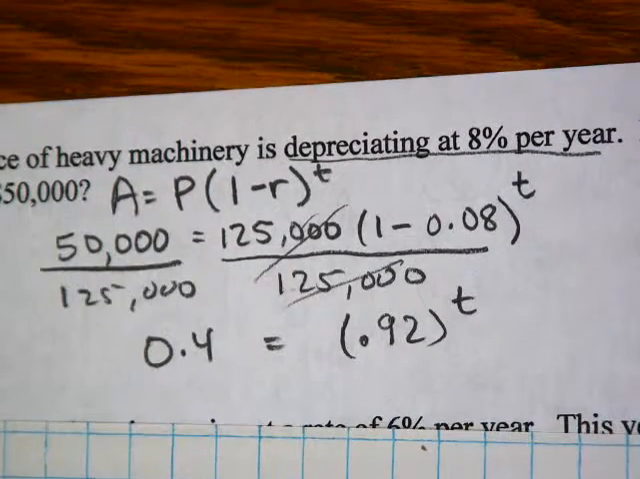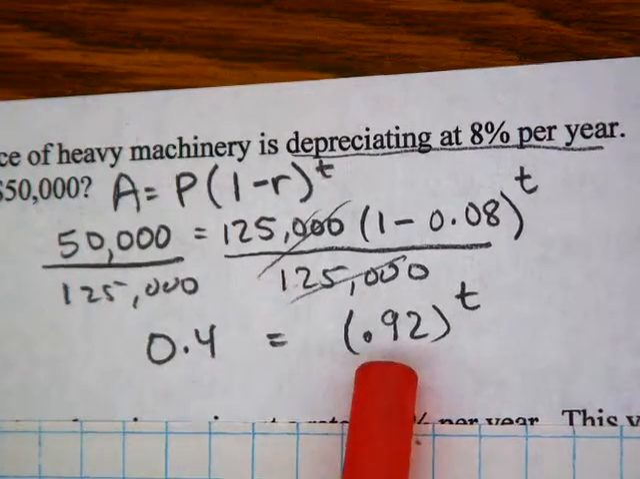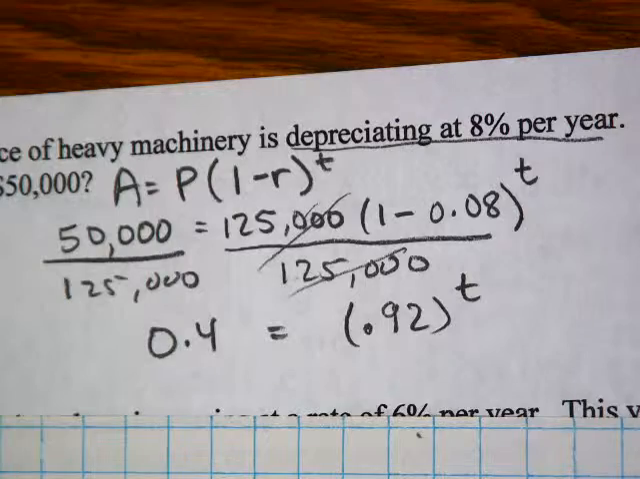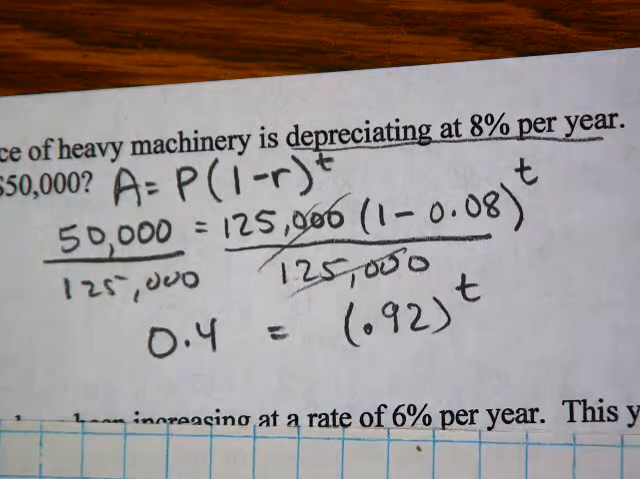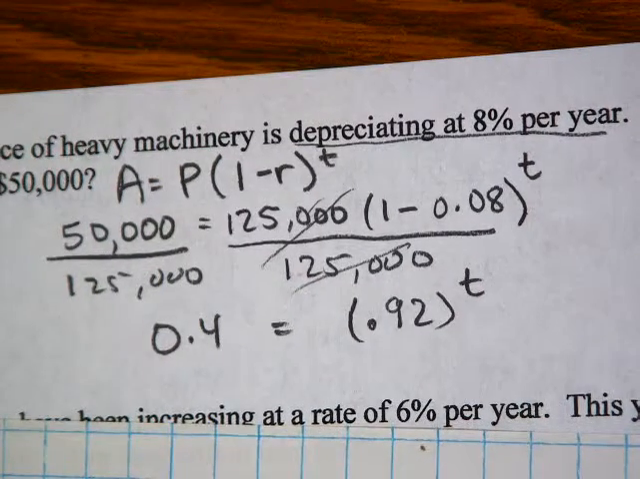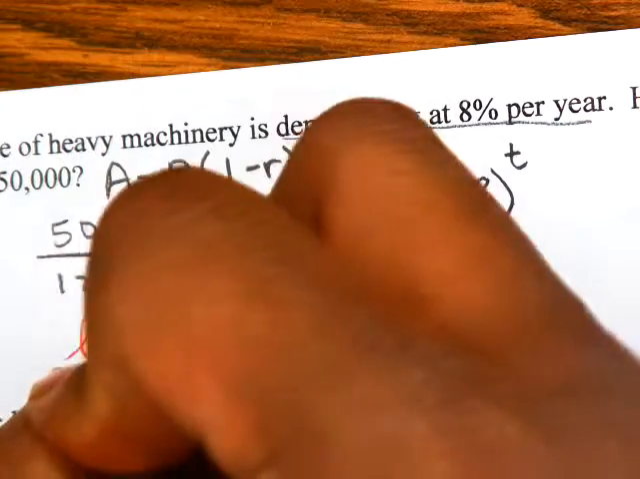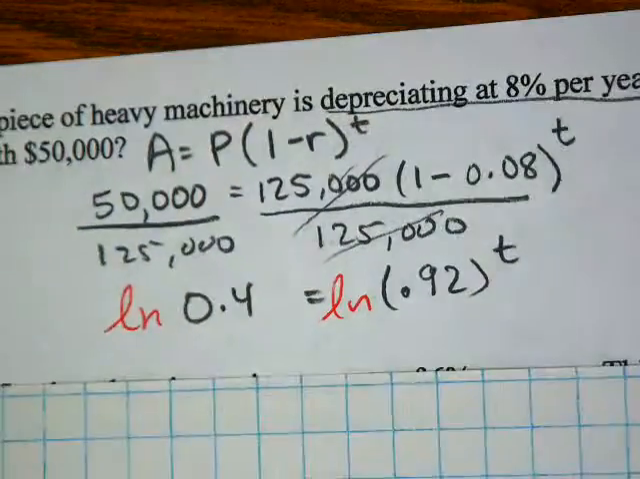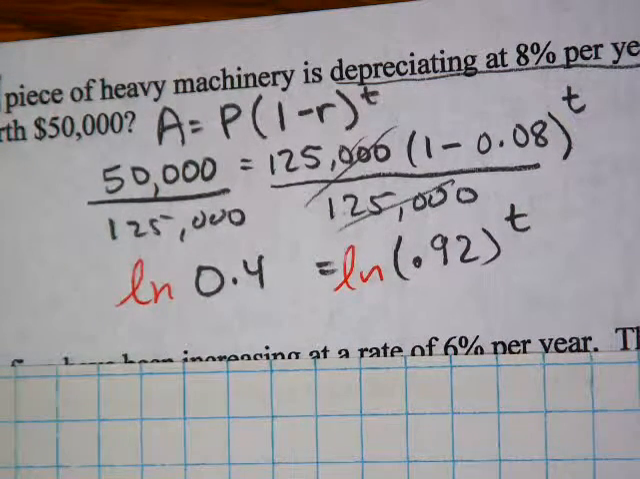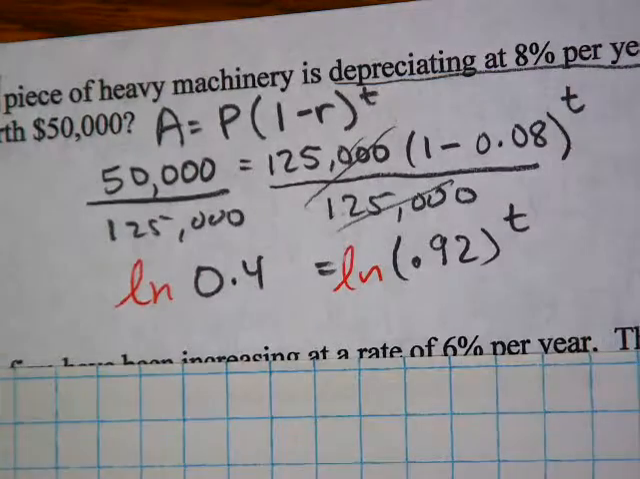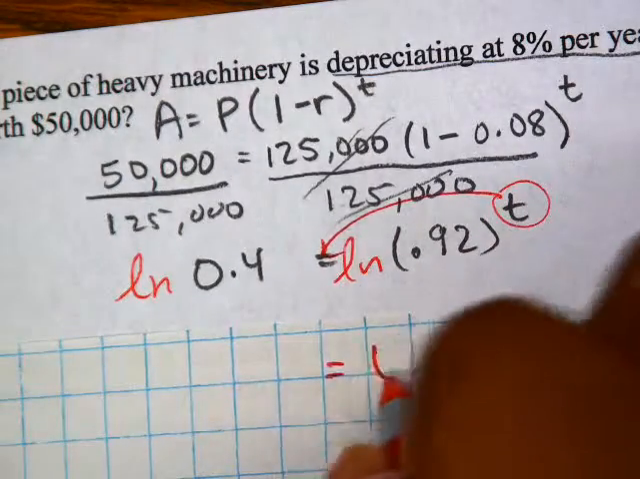How do I solve this now? I can't divide it yet, because this is 0.92 to the t. I need to take the log on both sides. Now, there's no e. Do I have to use natural log? I can use regular log, it doesn't matter. I'm going to use natural log. If you just use natural log all the time, you don't have to stop and think about which one to use, since they both work. Doing the natural log allows you to move that t to the front.